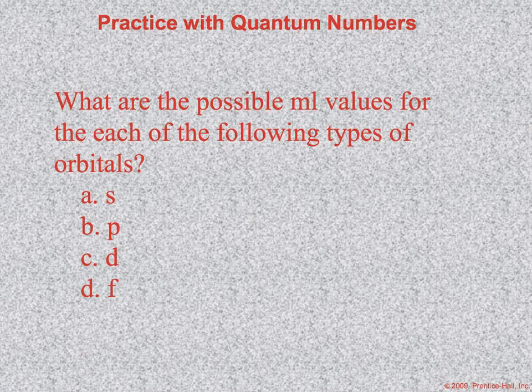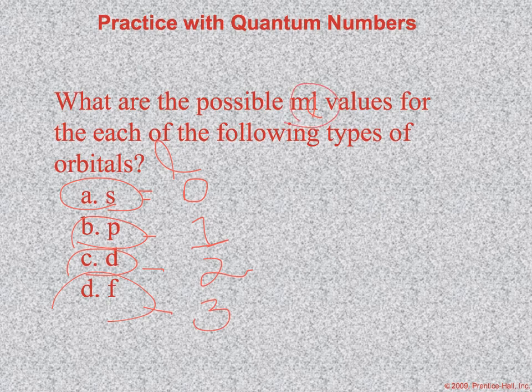One last question for you. What are the possible m sub L values for each of the following orbitals? Now notice whenever you're talking about SPDF, you're really talking about L values for quantum numbers, right? So if you have an s orbital, what is L? L is 0. If you have a p orbital, L is 1. A d orbital, L is 2, and an f orbital, L is 3.